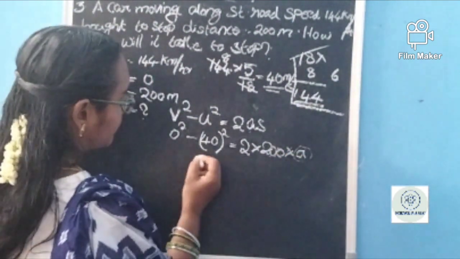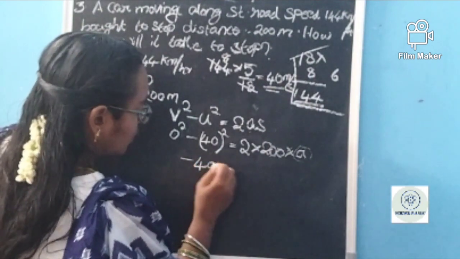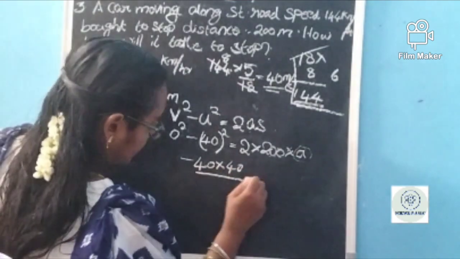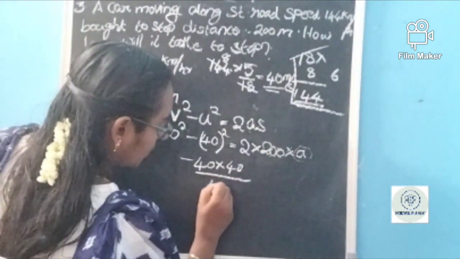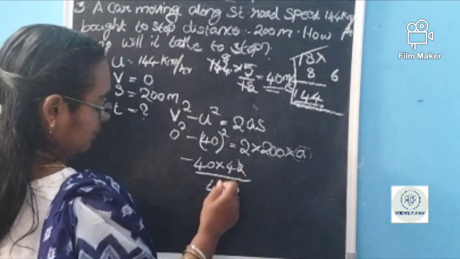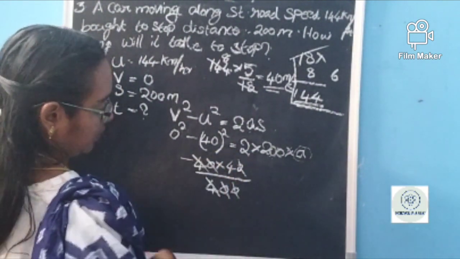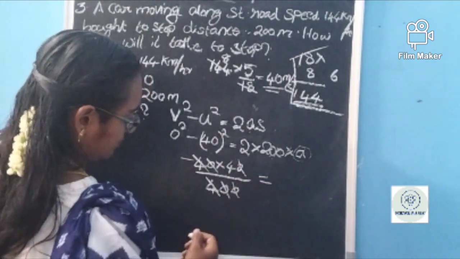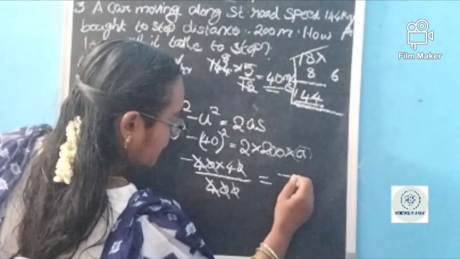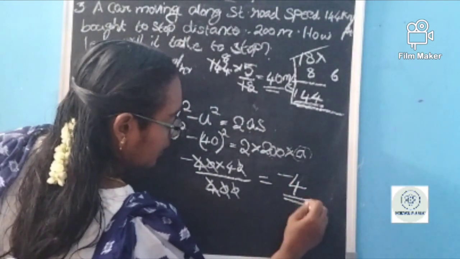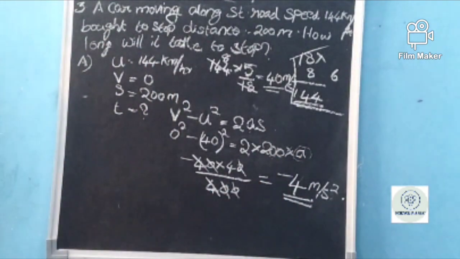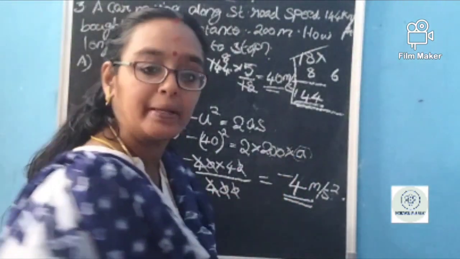So we can find A. How can it be found out? Minus 40 square, 40 into 40, divided by 2 into 200, which is 400. This will cancel with this. Okay. 4, 4. So what will be the answer, ma? It will be minus 4 meter per second square, right? This is the answer for A. A is minus 4 meter per second square.